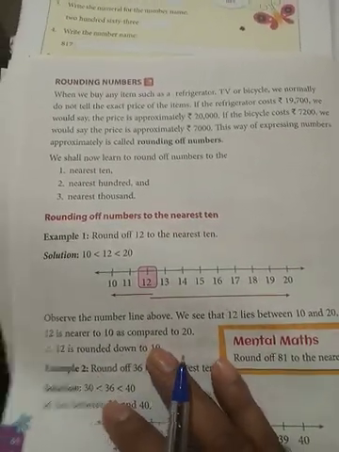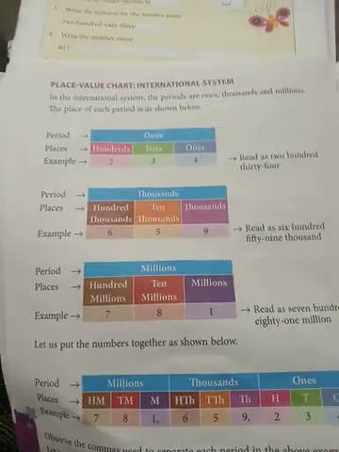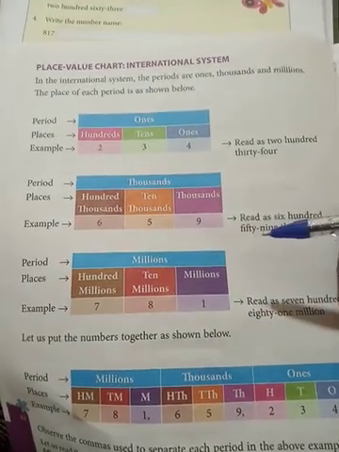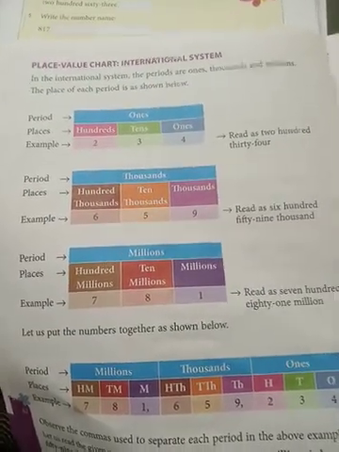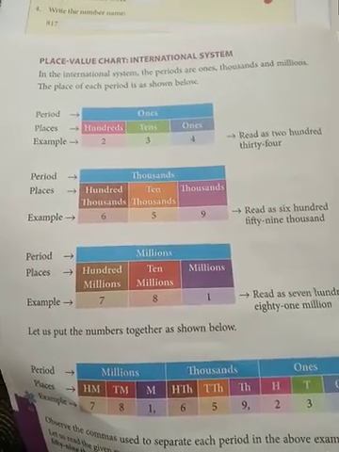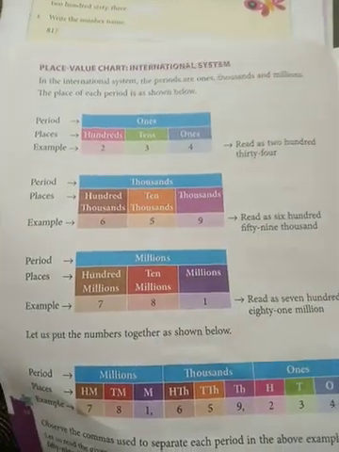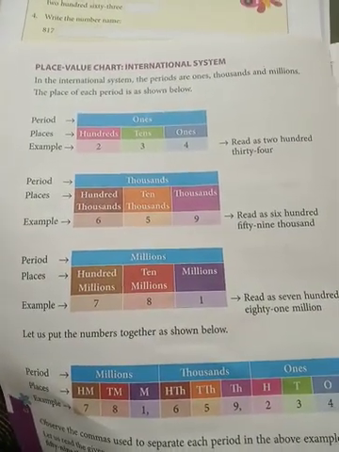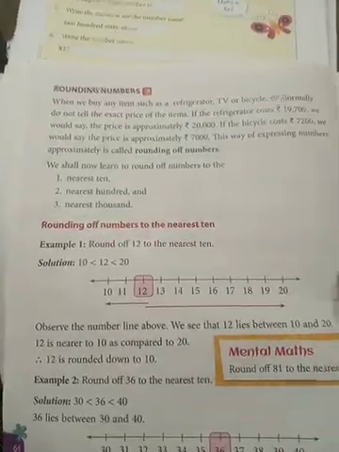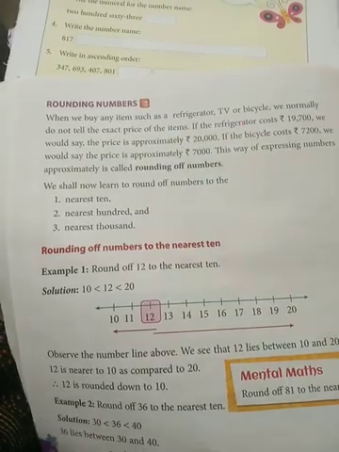Before that, I need to inform you that we are not taking the place value chart of the international system in this fourth grade, because you will study the international system in detail in grade 5. So we are skipping it; otherwise, it will confuse you with the Indian place value system and the international place value system. So we are studying rounding numbers in this session.